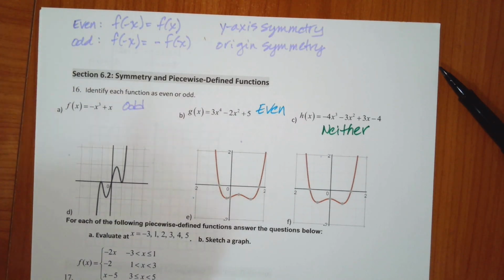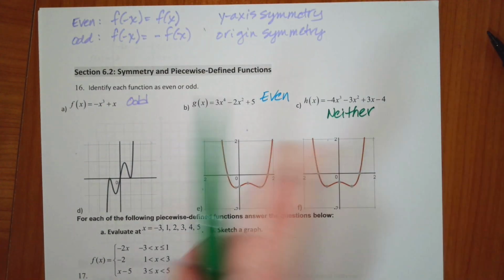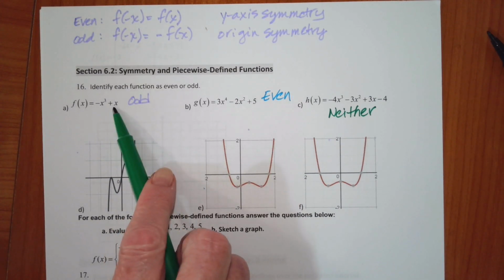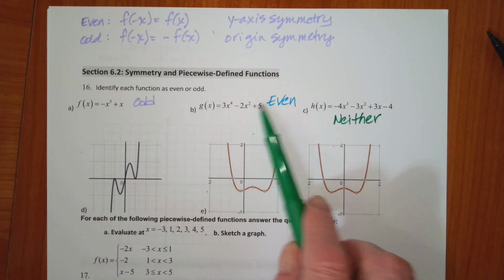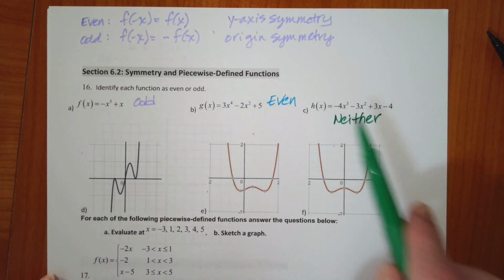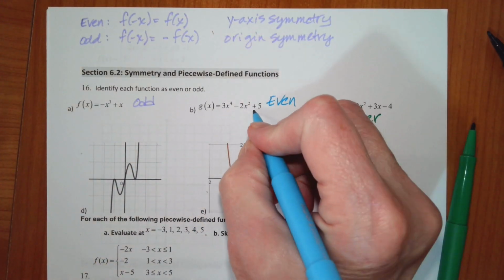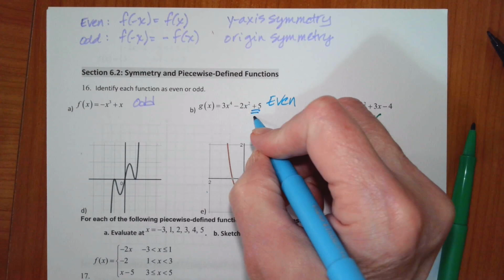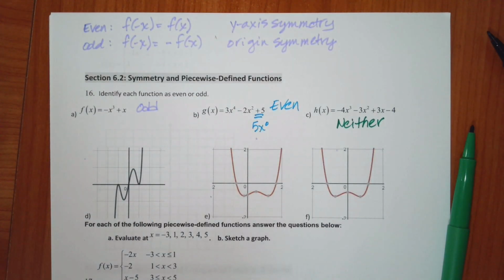Now, they have a hint in here, and I'm hoping people will make these connections on their own. If all your exponents are odd, then it's an odd function. If all your exponents are even, then it's an even function. If you have both, then it's neither. And remember that a constant is the same thing as 5x to the 0, which is why it falls under the even.